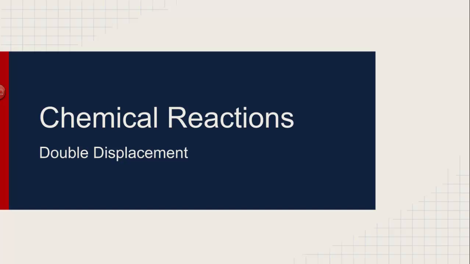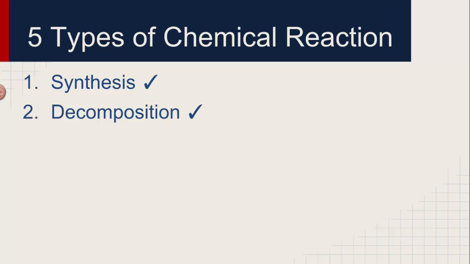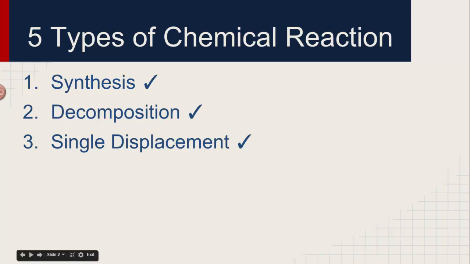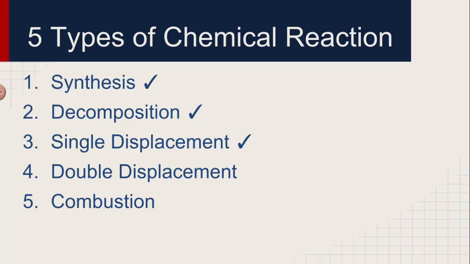All right, so continuing on our discussion of the types of chemical reactions, we've looked at synthesis, we've looked at decomposition, we've looked at single displacement. It's now on to double displacement. Okay, and then we'll do combustion and we'll do redox later.